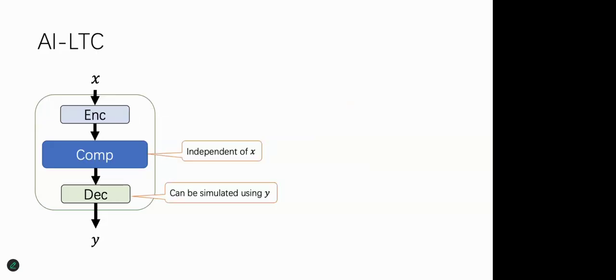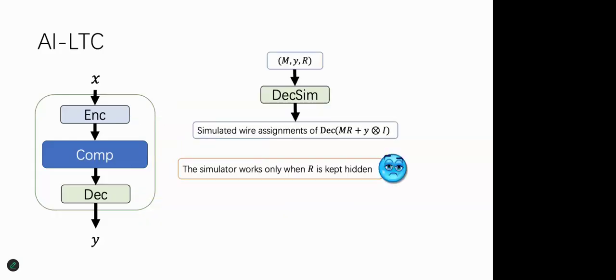And now we can see that the computation phase is independent of the input X, and the decryption phase can be simulated by using Y. We additionally show that the encoding phase can also be simulated by using just X and the inverse of the matrix M, which means that all the wires in the AIOTC can be simulated using only X and Y now.